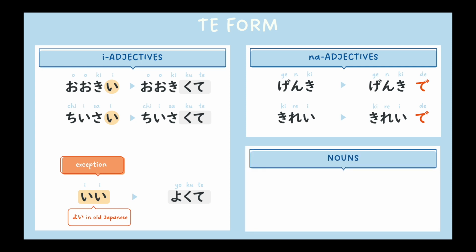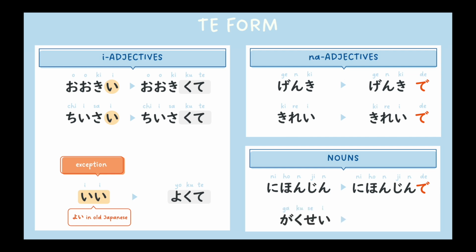Let's move on to nouns next. The te forms for nouns are the same as the te form for na-adjectives. So to make the te form for 日本人, Japanese person, as an example, we simply add で. So the noun 日本人 becomes 日本人で in the te form. Another example is 学生, student. Again, we add で. So the noun 学生 becomes 学生で in the te form.